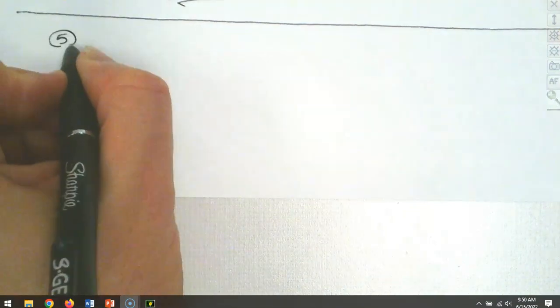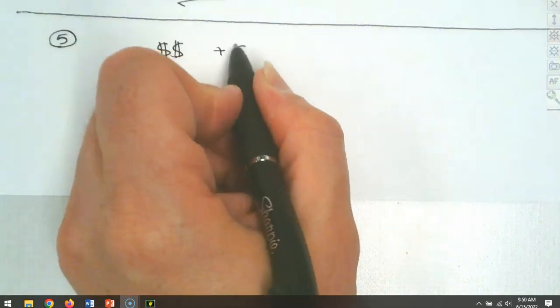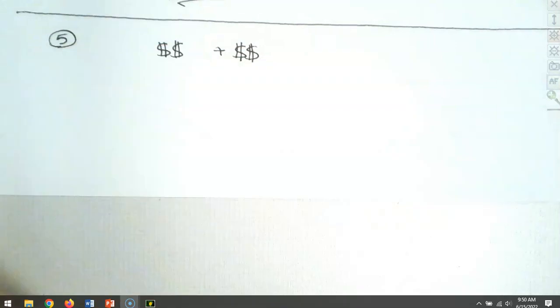So first off, we read it, and we know that this is an investment problem. And it's going to be set up in a very, very similar manner to the mixture one.